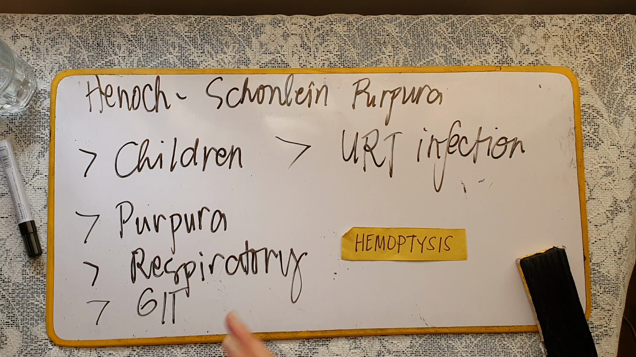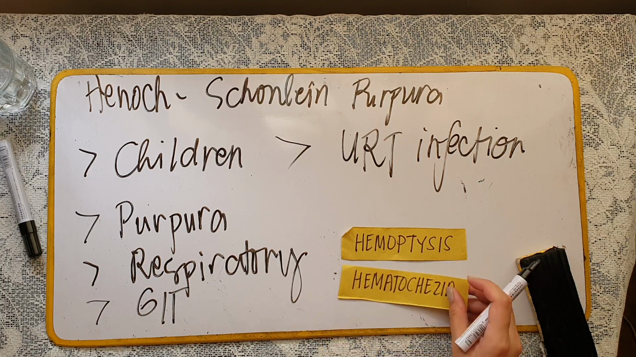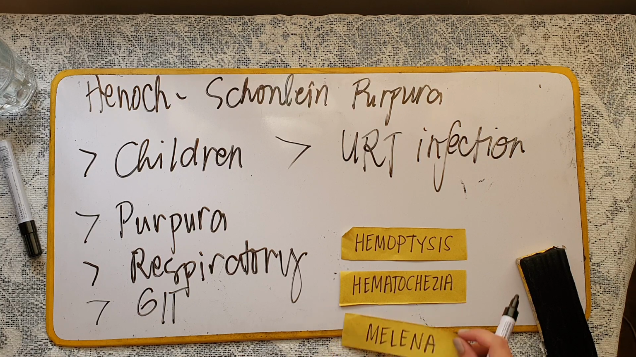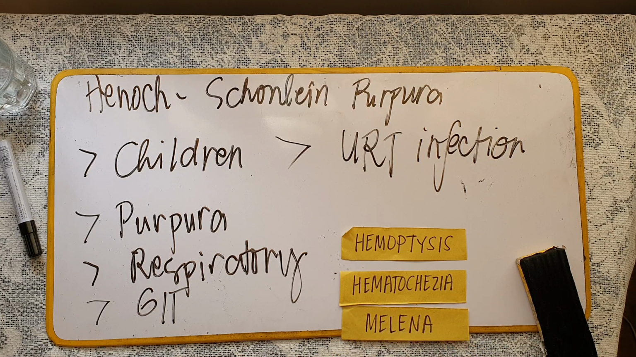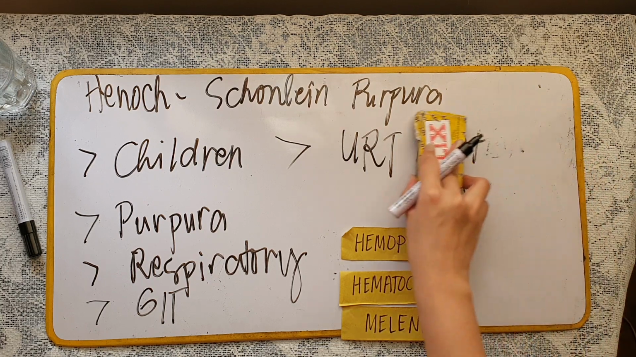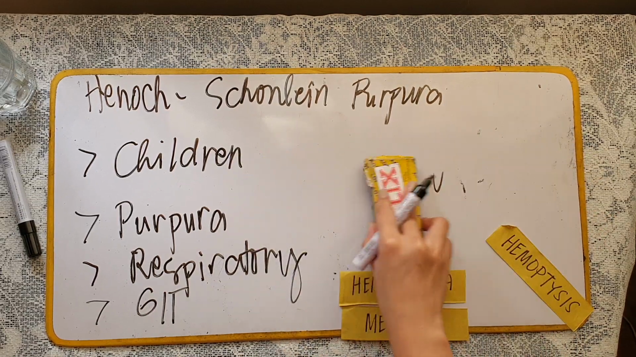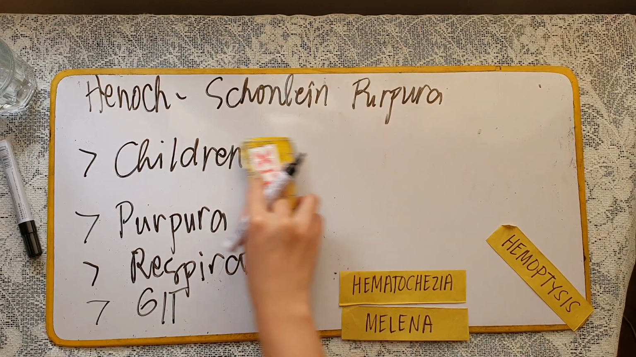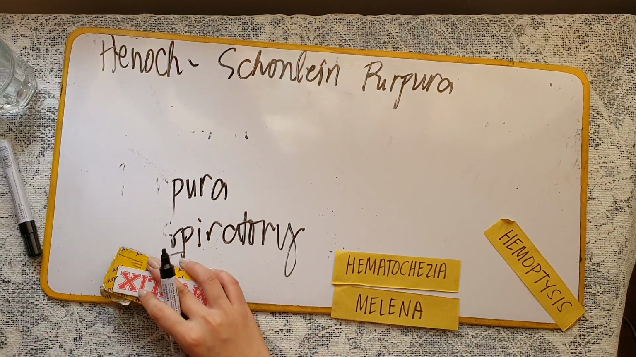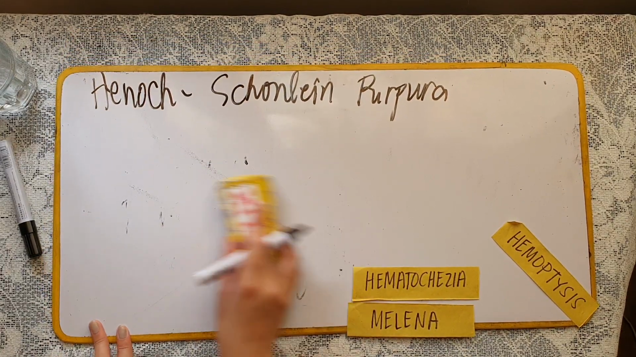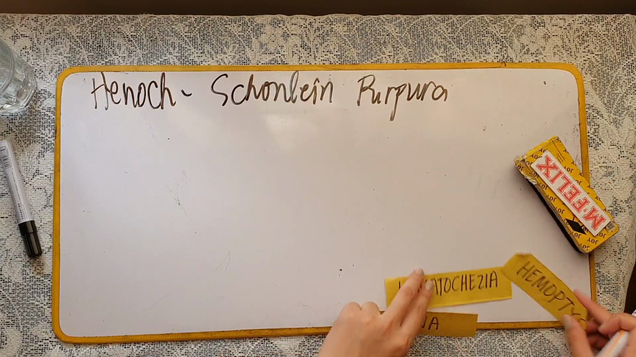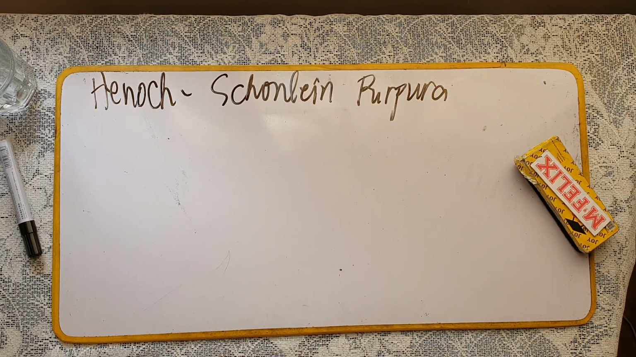As for the GIT symptoms, the patient can experience hematochezia or melena, the presence of blood in the feces of a person with Henoch-Schönlein purpura. And then renal involvement. Always remember, renal involvement is said to be the most serious complication of this disorder. Don't forget, renal involvement is the most serious complication of Henoch-Schönlein purpura.